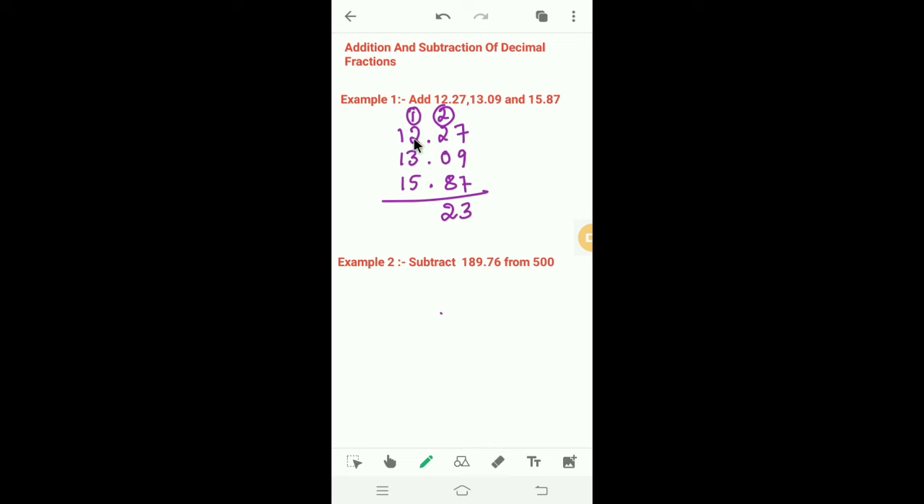1 plus 2 is 3. 3 plus 3 is 6. 6 plus 5 is 11. So I will write 1 here and 1 carry. 1 plus 1 is 2. 2 plus 1 is 3. 3 plus 1 is 4.